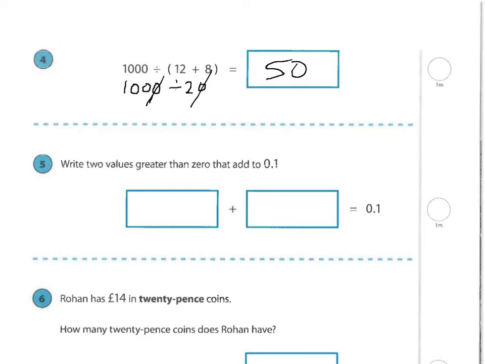Write down two values greater than 0 that add to 0.1. Many different examples here, so this is one that does work. 0.03 plus 0.07 would add to 0.1.